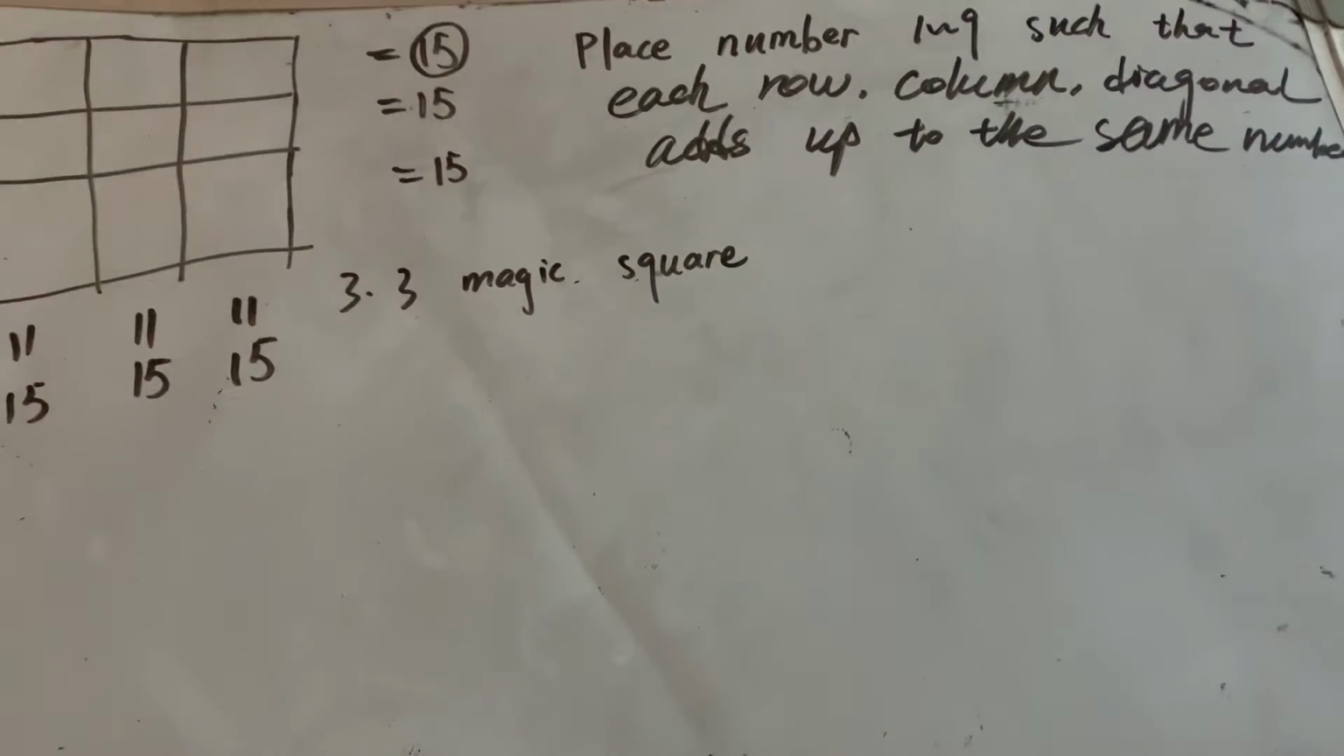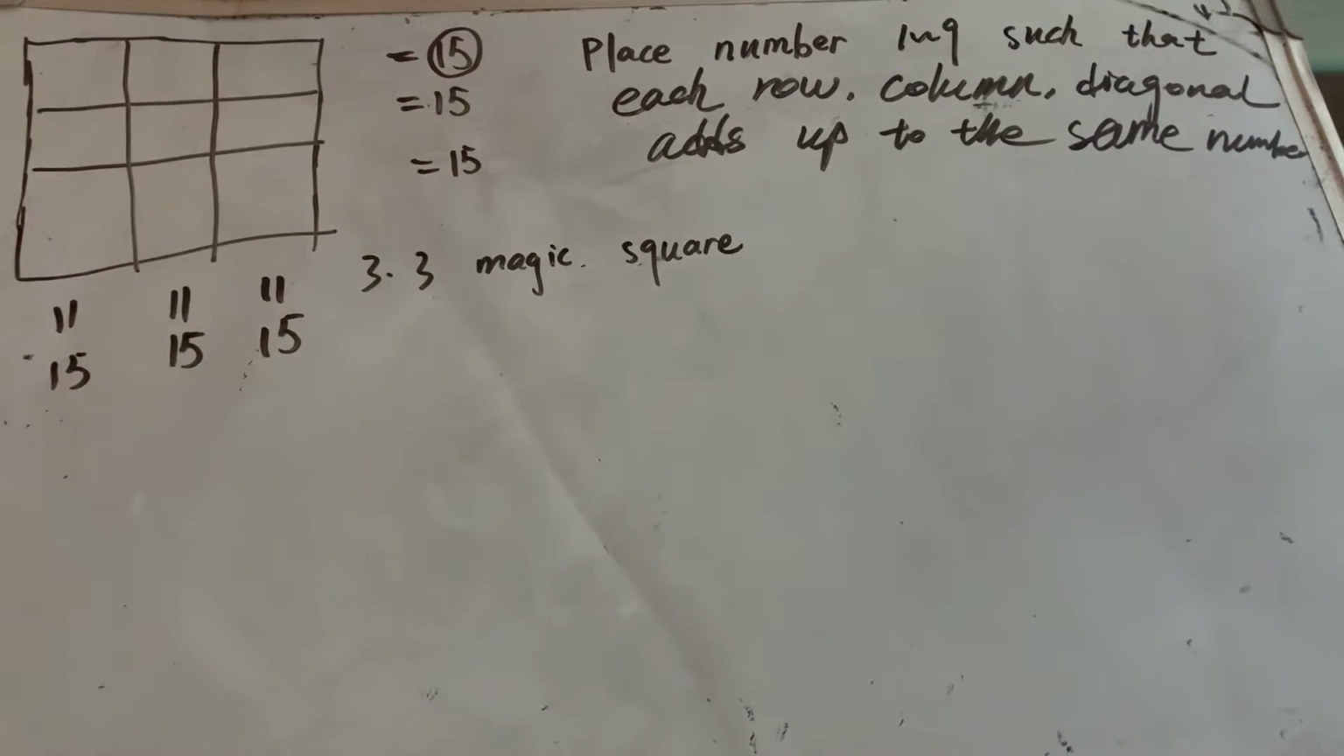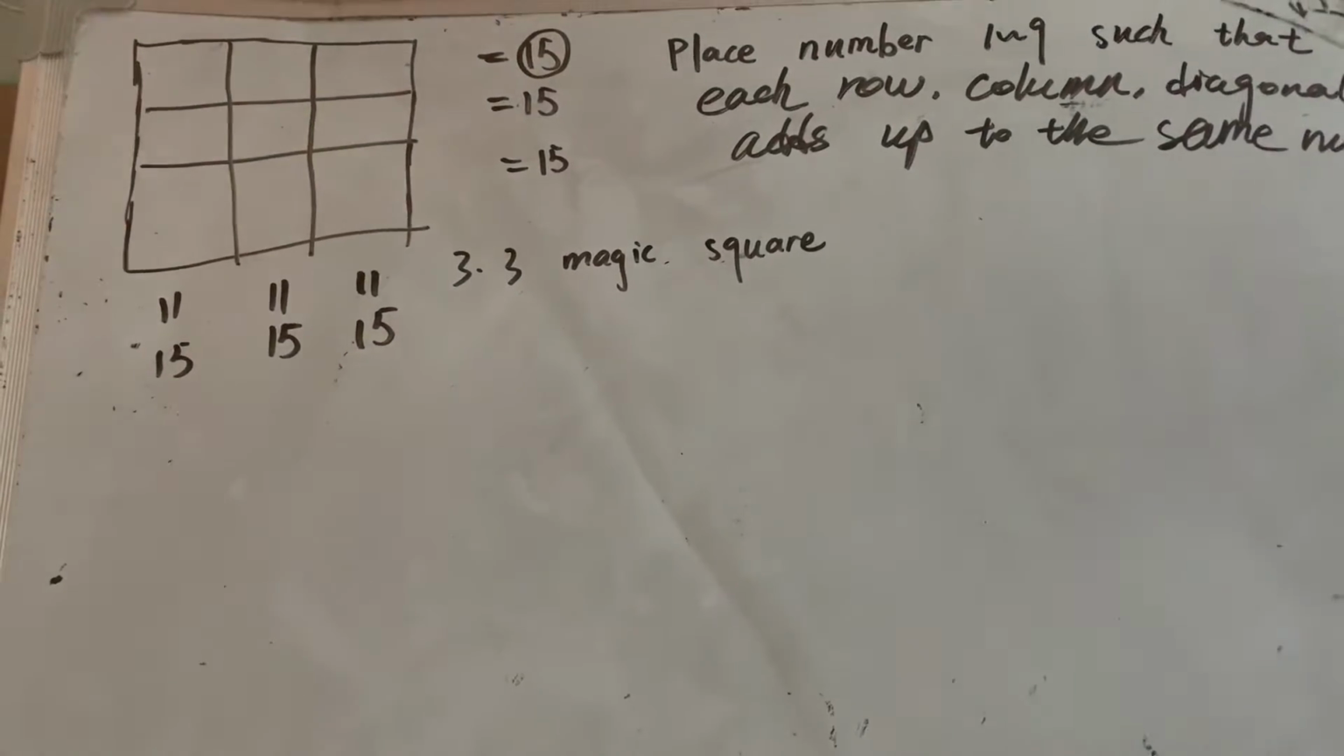Today we're going to talk about this thing. Place numbers 1 to 9 such that each row, column, and diagonal adds up to the same number. This is a 3 times 3 magic square, and we are going to talk about it today.